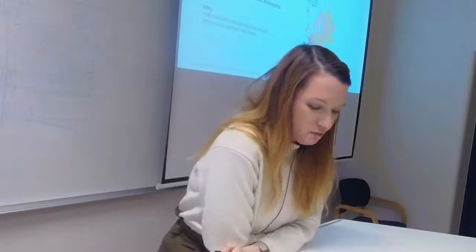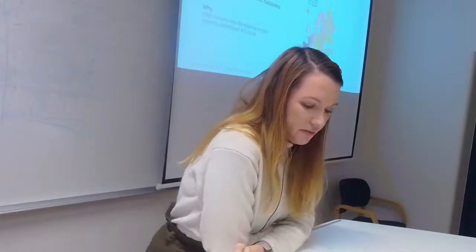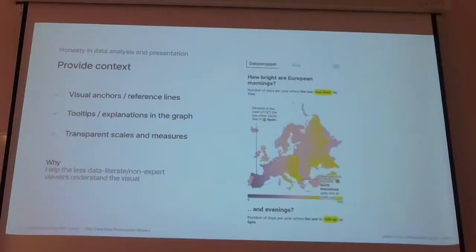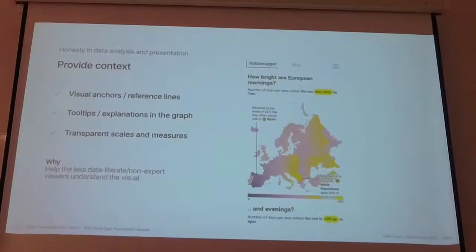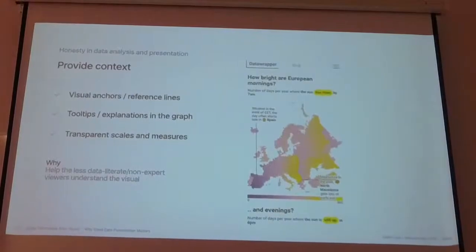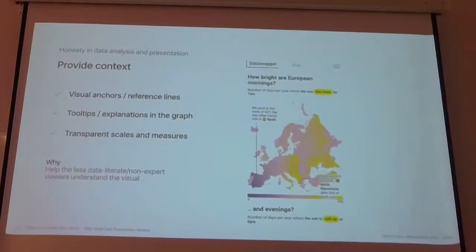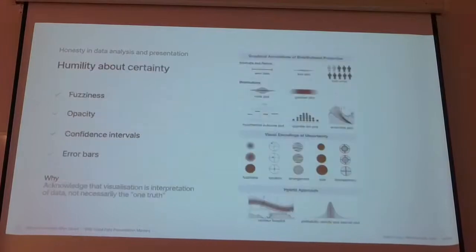And that means we always need to provide context. We need to consider that there are less data literate people, and this is most of the general public. They are non-expert viewers, and we can help them by adding some sort of visual anchors so they can have an easier time to compare the different data points or reference lines. We could also think about tool streams within the visualization to give more context to the people actually making sense of your visualization.